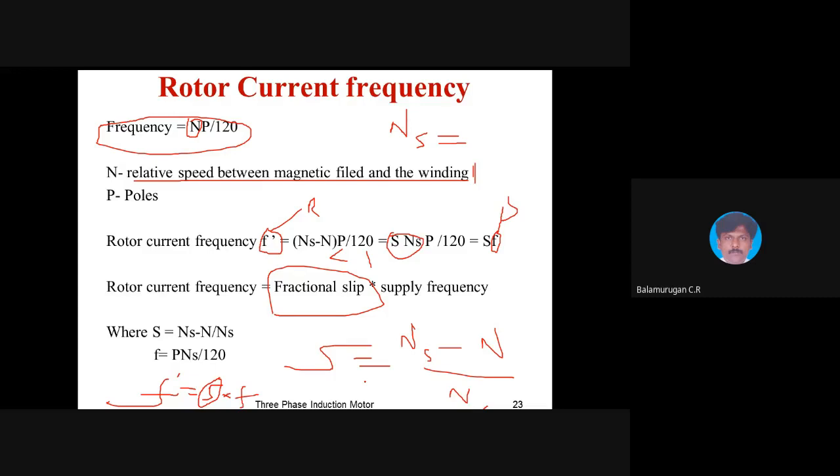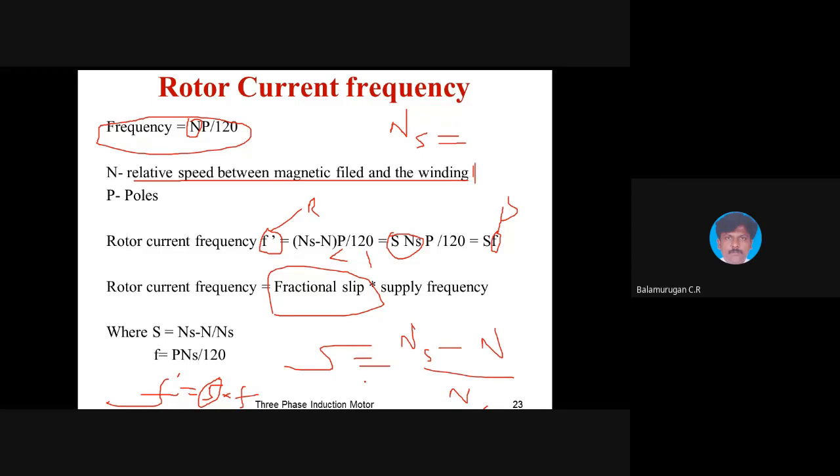Okay. So fractional means it will be less than 1, which means this F dash will always be less than the stator frequency. Suppose we substitute 0.9, 0.8, 0.6, 0.4. That is what we call a fractional slip. At any instant this F dash will not be equal to F. Because when the slip is equal to 1, the motor is not running. It is in idle condition.